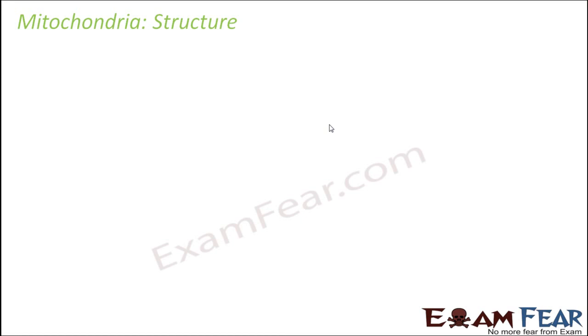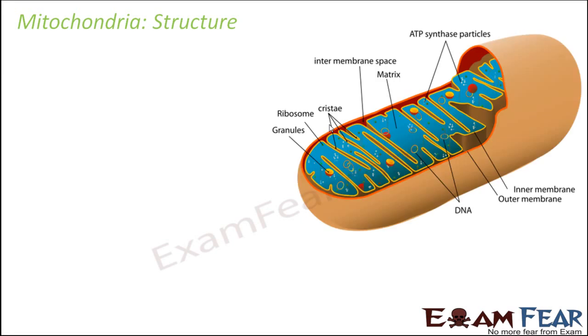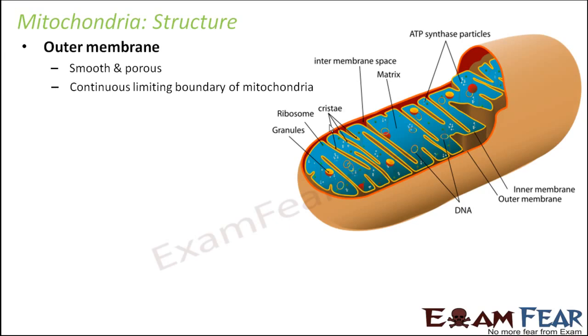Now let us look at the structure of mitochondria. This is how a mitochondria looks like. It consists of an outer membrane, as I mentioned before also. This is the outermost membrane. You can see this red colored membrane. This red membrane is the outer membrane, and this yellow colored membrane is the inner membrane. The outer membrane is smooth and porous, a continuous limiting boundary of mitochondria. So it is there throughout. It is not interrupted anywhere. This is smooth, but it is porous. That is, there are small pores in this outer membrane.